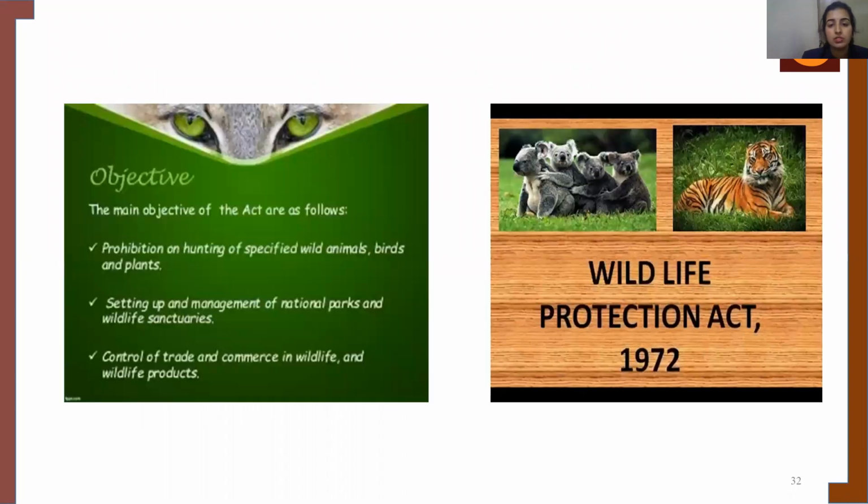The main objectives of this Wildlife Protection Act are the prohibition of hunting of wild animals, setting up management of national parks and wildlife sanctuaries, as well as controlling the trade and commerce of wildlife and wildlife products. So these are the main objectives of the Wildlife Protection Act.